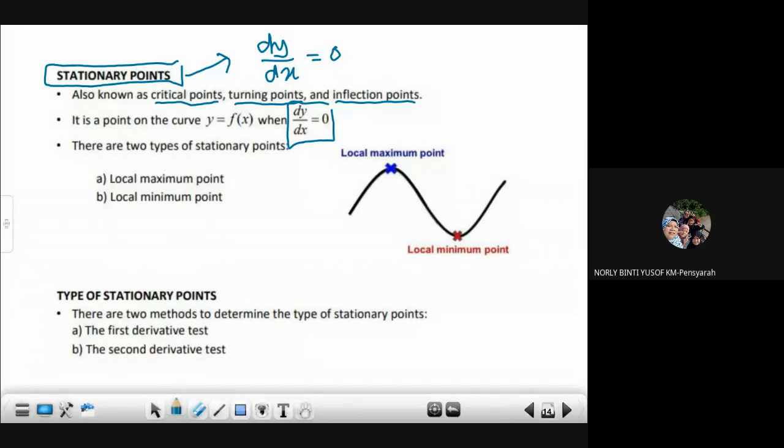Okay, so there are 2 type of stationary point. Actually 3 lah. Kat sini ada, bila you tengok dekat updated nota, dia ada 3. Tapi tak apa, Madam tambah. There are 3 type of stationary point. So yang pertama, local maximum point. Yang kedua, local minimum point. Yang ketiga adalah yang you tak jumpa kat sekolah sangat, iaitu inflection point.